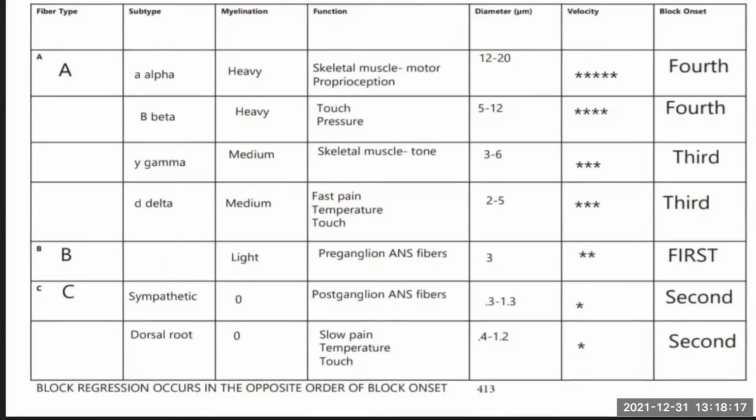Your B beta, exactly, again, they are heavily myelinated, and they are not as big as your A alpha. Look at the diameter there, it's 5 to 20 compared to 12 to 20. So they are a little bit smaller in diameter.